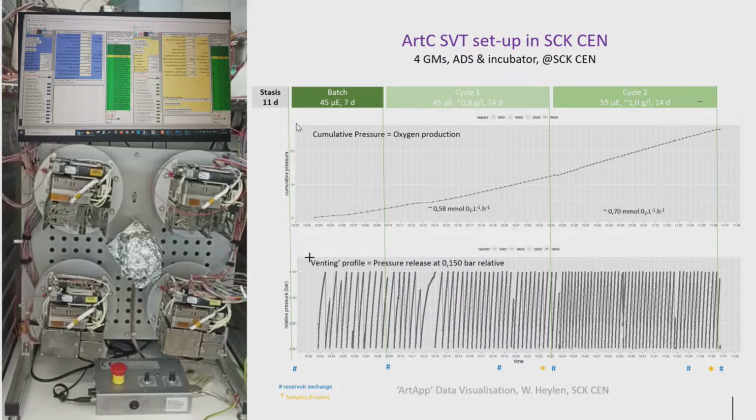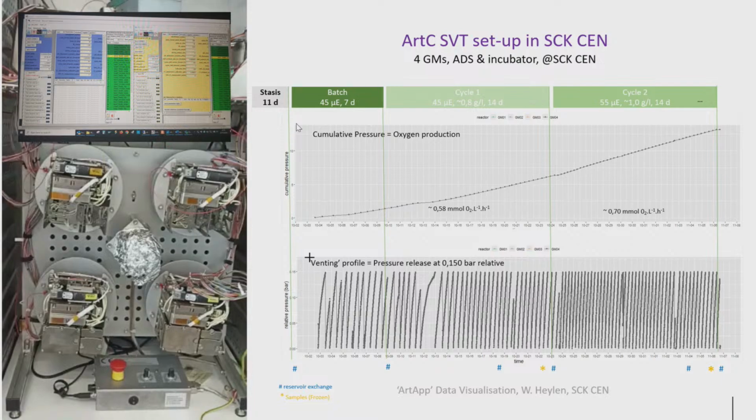So science verification tests is testing your hardware for the interaction with your biology. We do it on ground models. It's not the actual flight hardware, but with software we measure pressure buildup in different light conditions, 45 micro-Einstein, 50. We test how much oxygen we detect and produce. That worked okay.